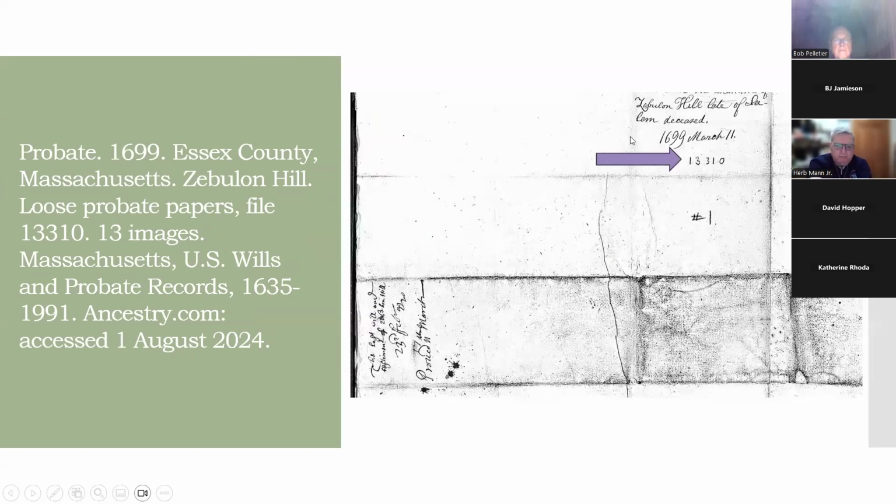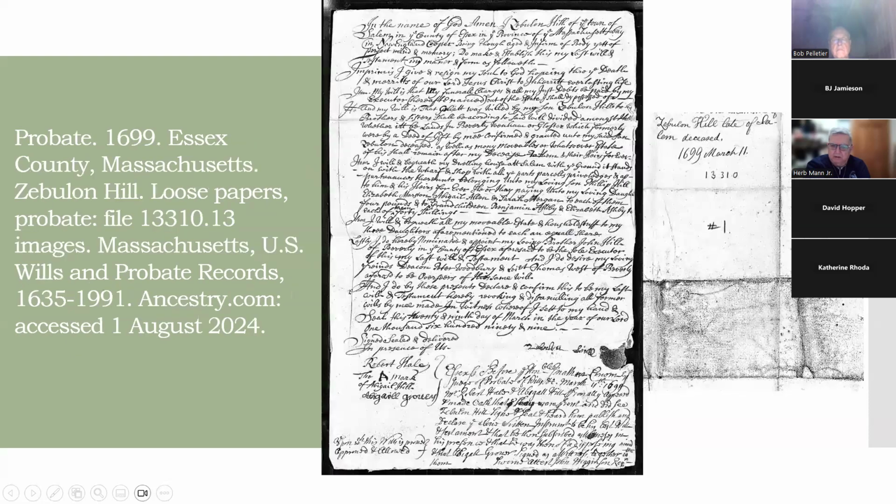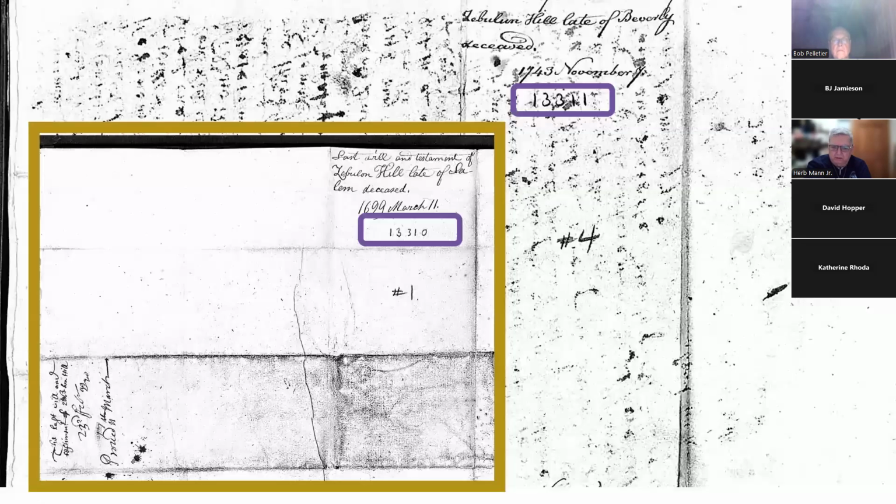What you do get also with probate is loose file pages. In Essex County, Massachusetts, and some of the other counties, when you have these loose papers, there is a file number like this. So I put that in there, so that I knew this was not the book that had the copies. This is the loose papers.